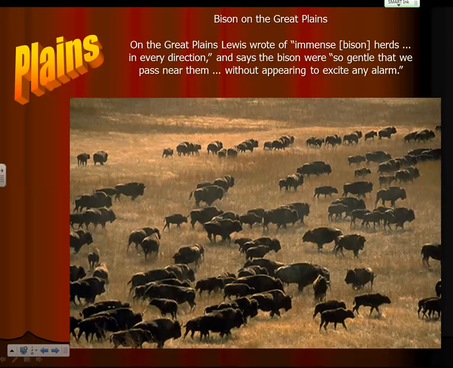Here's some bison on the Great Plains. On the Great Plains, Lewis wrote of immense bison herds in every direction and says the bison were so gentle that we passed near them without appearing to excite any alarm. And of course, these are the grasslands, the prairie in the central U.S.